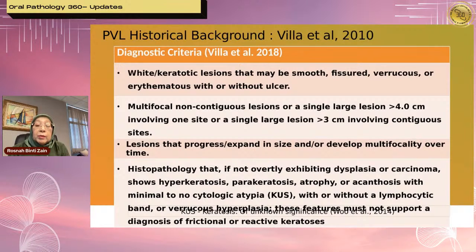So here we are also talking about progression or expansion, and a histopathology, if not overtly exhibiting dysplasia or carcinoma, shows hyperkeratosis, parakeratosis, atrophy, or acanthosis with minimal to no cytologic atypia. KUS is the keratosis of unknown significance. This is coined in Suk Bin Wu's paper, with or without a lymphocytic band or verrucous hyperplasia. And these features must not support a diagnosis of frictional or reactive keratosis.